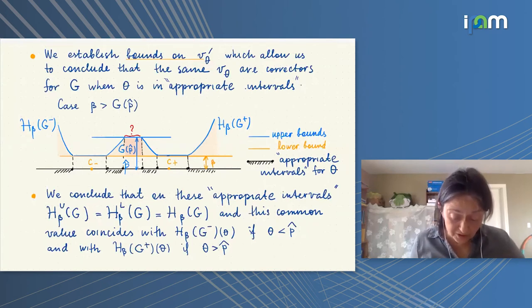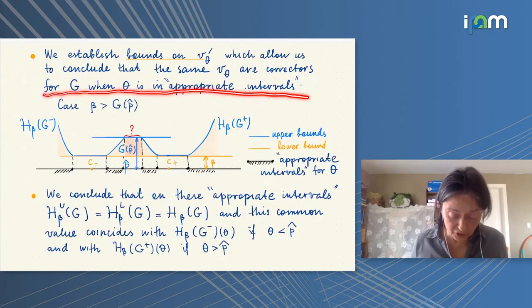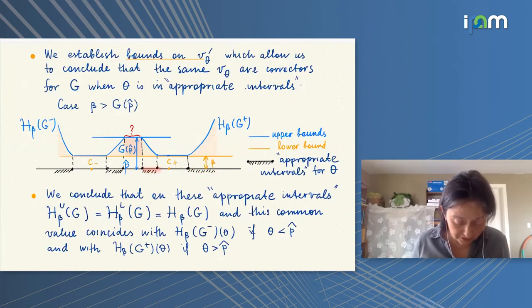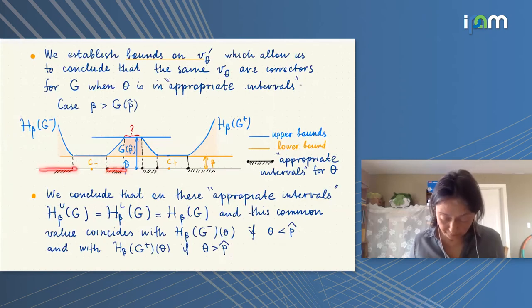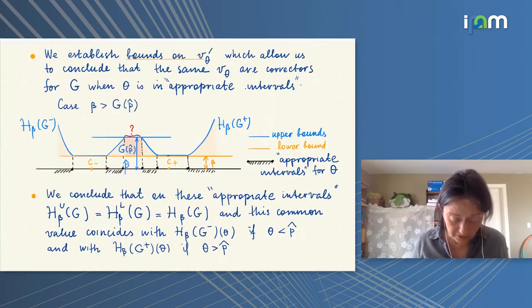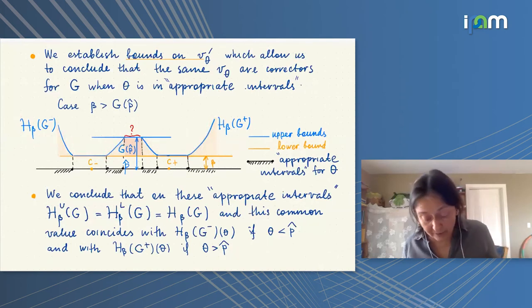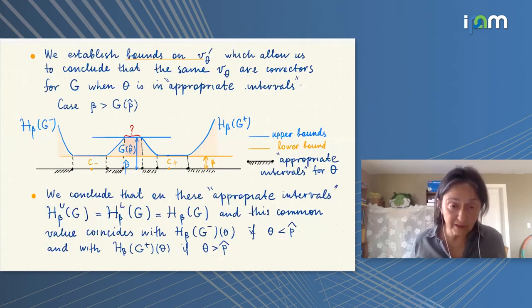And we use these correctors, which were constructed for G plus and G minus. We use these correctors for our non-convex G in appropriate intervals. And these appropriate intervals, as I said, happen to be exactly where we want them to be. So now we have upper bounds, lower bounds, and on these intervals, we have correctors, sublinear correctors. And the importance of having sublinear correctors is that we can identify the effective Hamiltonian to be exactly the same.